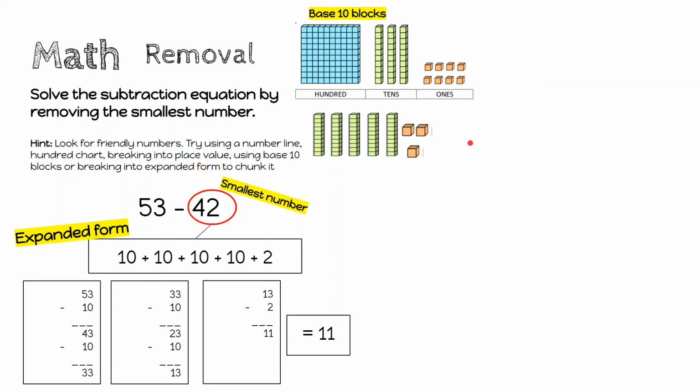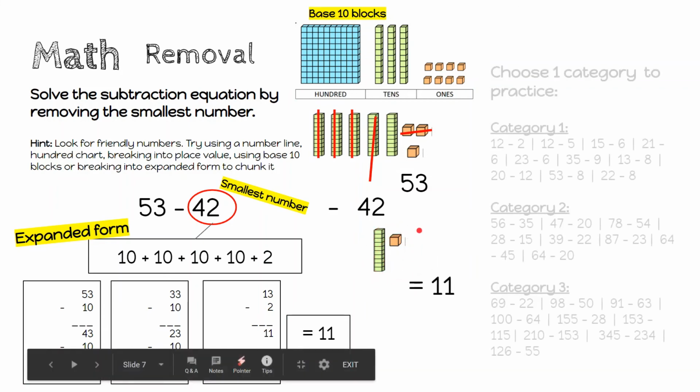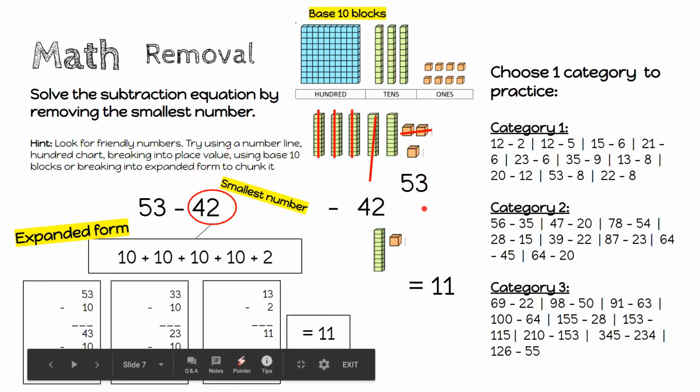53. And we want to subtract 42. So we are going to cross off 42 from our base 10 blocks. 1, 2, 3, 4. So 10, 20, 30, 40, and 1, 2. We're crossing off 42 from 53. And now all we have left is 1 10 and 1 1. So we have 10 plus 1, which is 11. That's how you use the base 10 blocks to solve using our removal strategy.